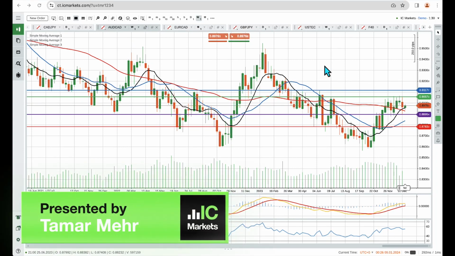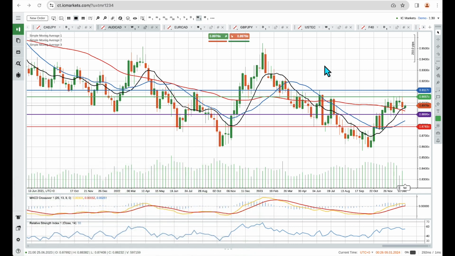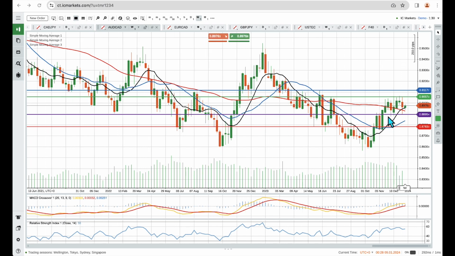My name is Tamar Mehr from Trade with Precision, and today I want to do a spotlight on the Canadian dollar. I've got a couple of markets that I'm watching. I want to start here with a chart of Aussie CAD, and this is the weekly chart. As we can see here on the weekly, the big picture is still to the downside.